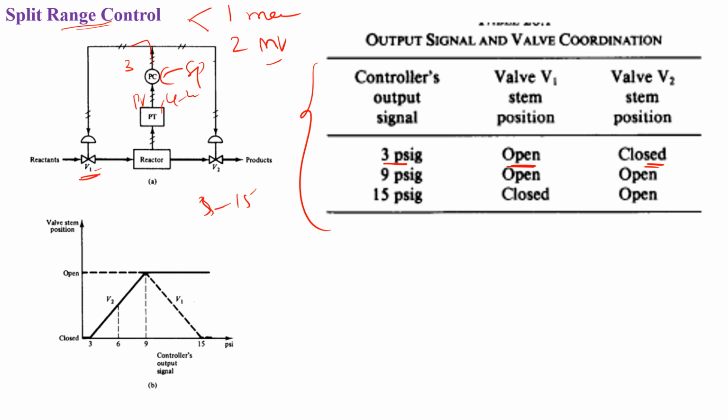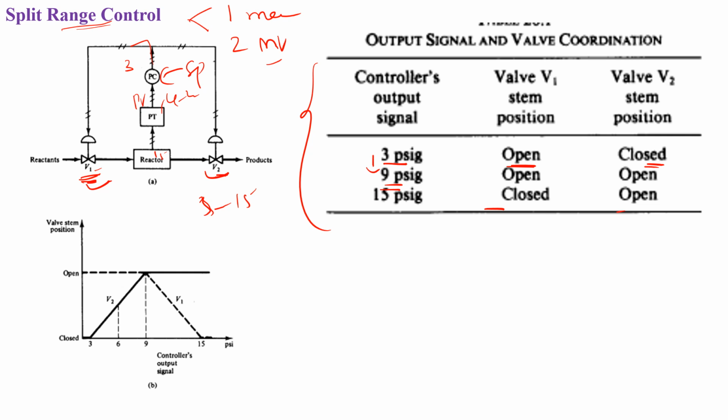Okay, after that, you keep on increasing. So when it reaches 9, it is in between. So in that case, you can slowly open this. So when it is 9, both valves are open. Then when it reaches 15, which means this is the maximum, don't allow any more reactants to enter. So in that case, it is closed. So when it is 15, V1 is closed. And then if you maintain that, it may burst. For that, you have to release it. So this is how it works.